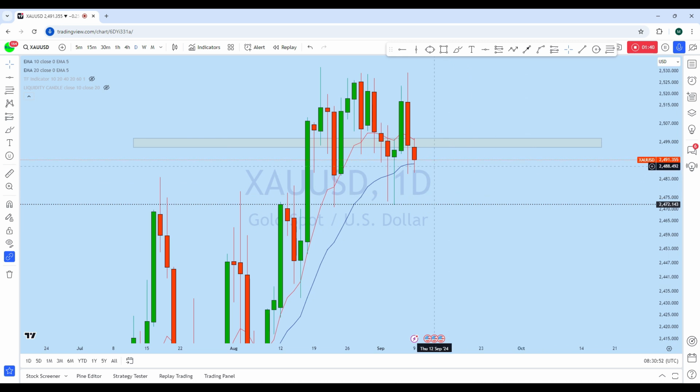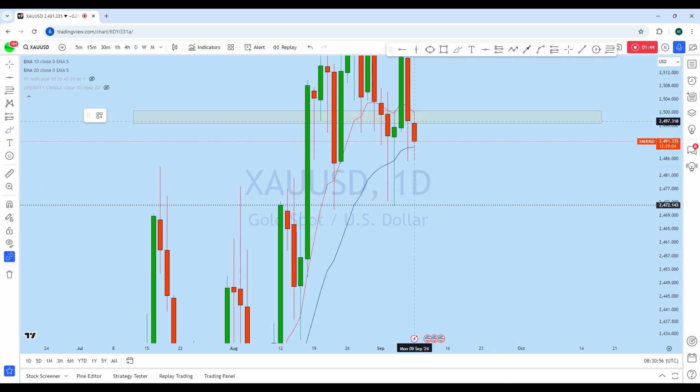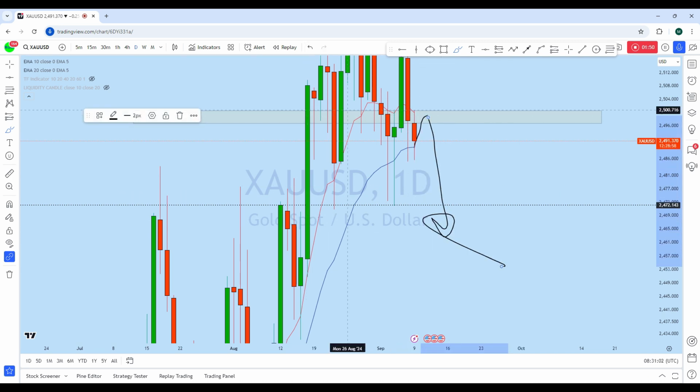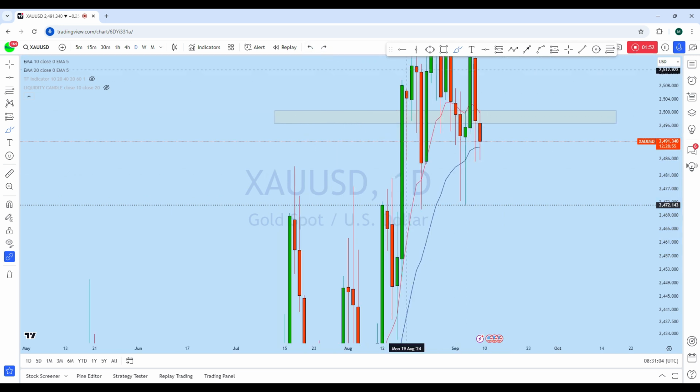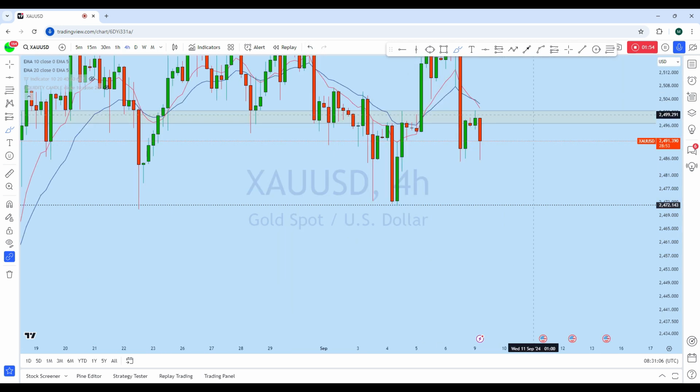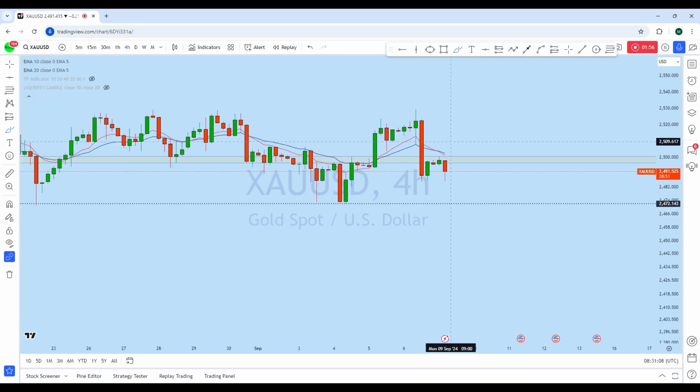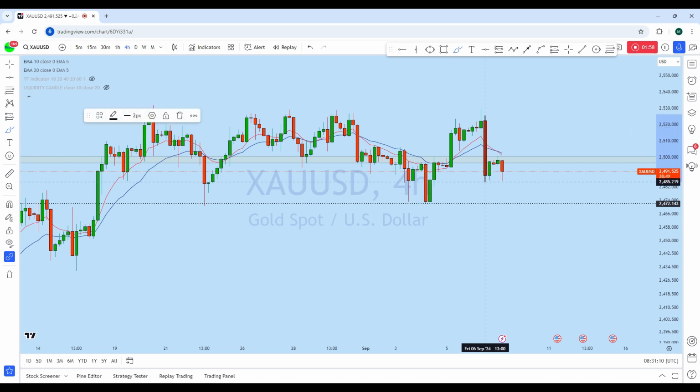And what we can expect on gold, what I think is that today with the market open, we have seen an initial drop, and I'm expecting a retest of this gap and then a drop down again to create a new lower low.